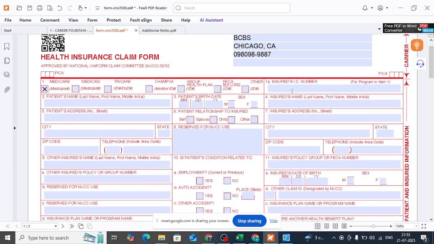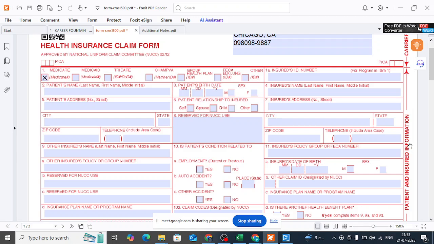The second portion is for the patient and insured information. Insured means policy holder. The patient might be the policy holder, or maybe a family member who has been added to the policy as a beneficiary. The left portion is for the patient information, and the right portion is for the insured information.